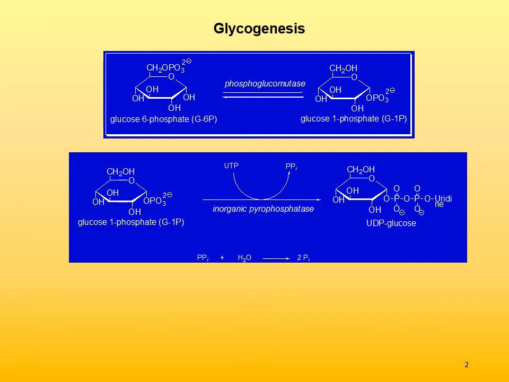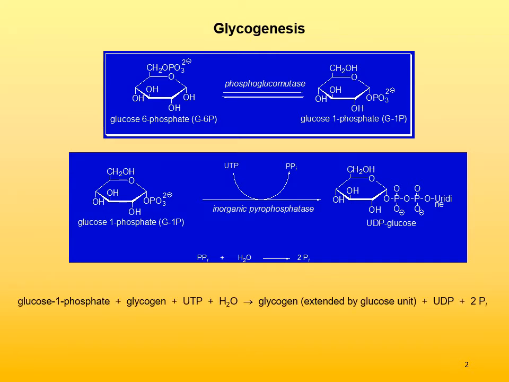But product is inorganic pyrophosphate, which under reaction conditions spontaneously hydrolyzes into 2 phosphate molecules. And that process makes the overall process favorable. And so, because of the hydrolysis of inorganic pyrophosphate reaction byproduct, the overall process is favorable and reaction goes to completion. So glucose 1-phosphate is completely converted to uridine diphosphate glucose. And then uridine diphosphate glucose reacts with existing glycogen chain to add 1 molecule of glucose.